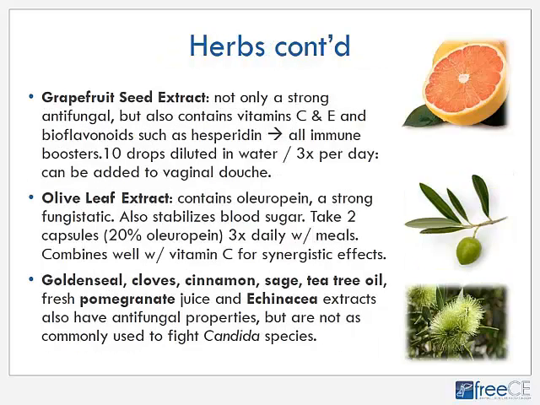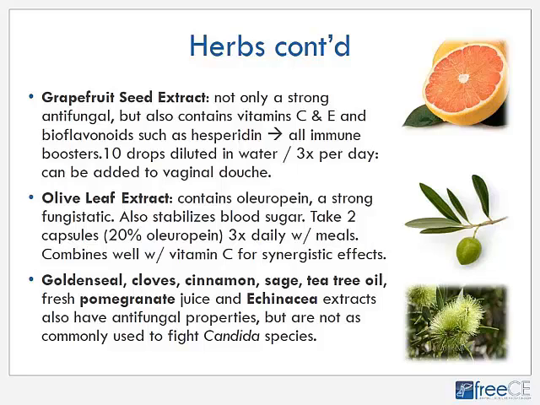Grapefruit seed extract is also a good natural remedy for Candida infections. It's not only a good antifungal, but it also contains vitamins C and E and bioflavonoids such as hesperidin, and they all boost immunity, which of course is helpful. Start with 10 drops diluted in water 3 times per day, and grapefruit seed extract can safely be added to vaginal douches.